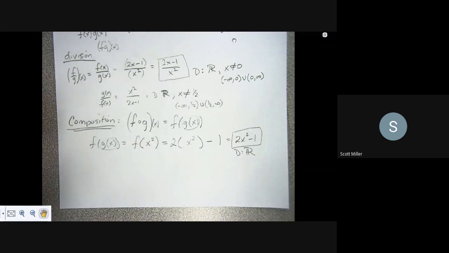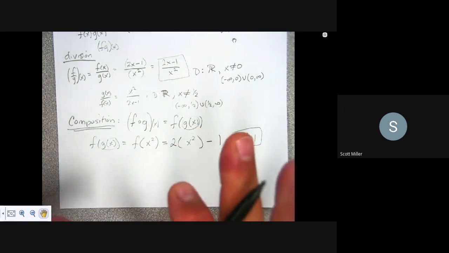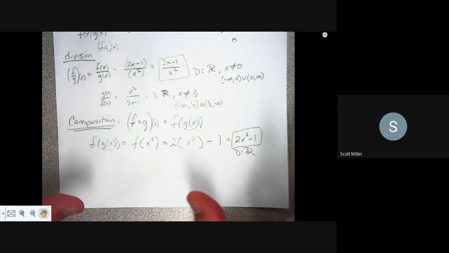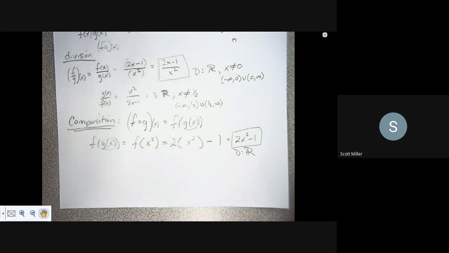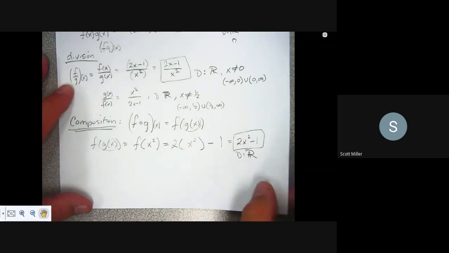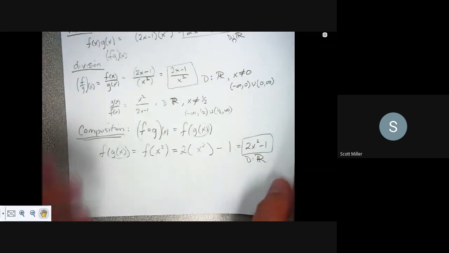Okay? So when you do domain, you find the domain of each individual piece. It might be beneficial to also do the range of the inside one, whatever one's on the inside. So I'm going to turn this over. I'm going to do another example.